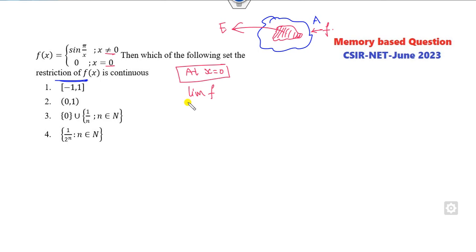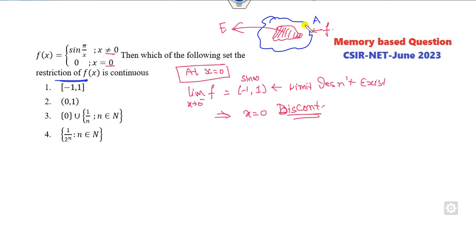What is the limit of f at x is 0 minus? That is minus 1 to 1, because it's a sine of infinity. So it means the limit is not unique. It means the limit does not exist. So once the limit does not exist, it means at x equal to 0, the function is discontinuous. Fine. So if in the complete domain the function is discontinuous, whatever the restriction is, at x equal to 0 the function is discontinuous as well.